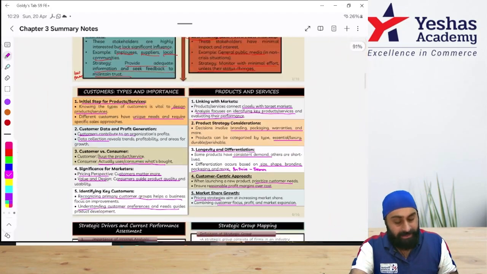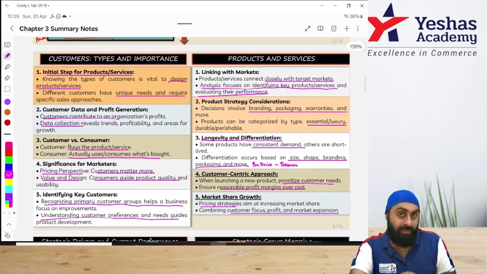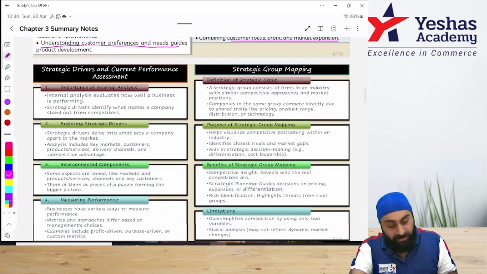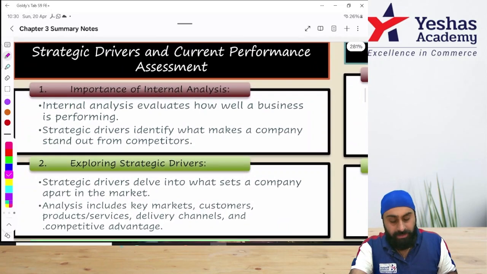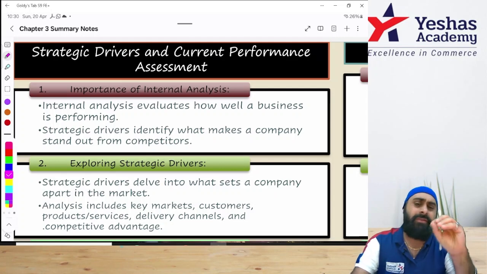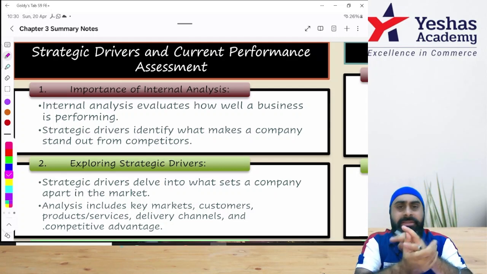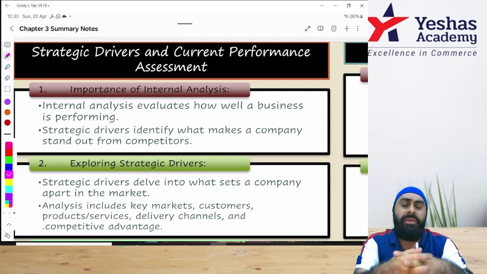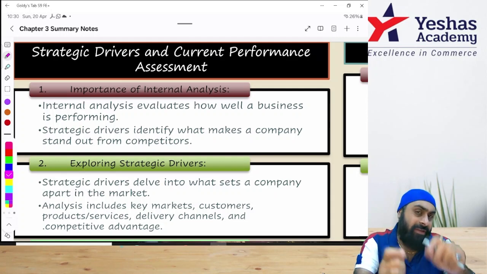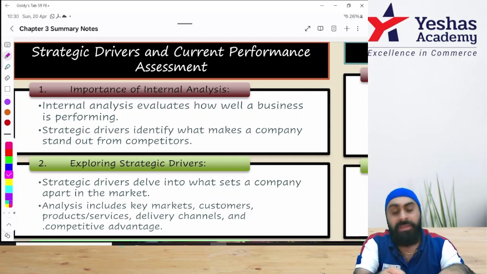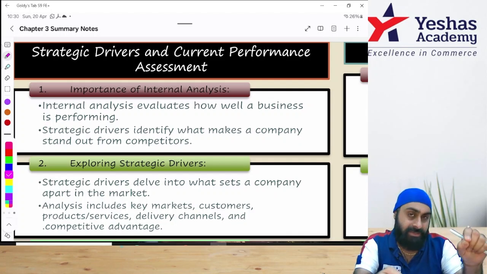So this is what basically talks about what customers are, what the product is. Now we are jumping into a very interesting concept, which is called strategic drivers and customer performance assessment. What do I mean in a nutshell? First, strategic drivers: what is important for a company that makes that company have an advantage over the others. That is called competitive advantage. To have a competitive advantage, you need to have something unique in your business. Those are called strategic drivers.